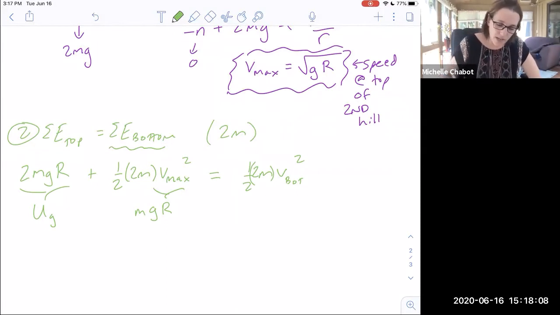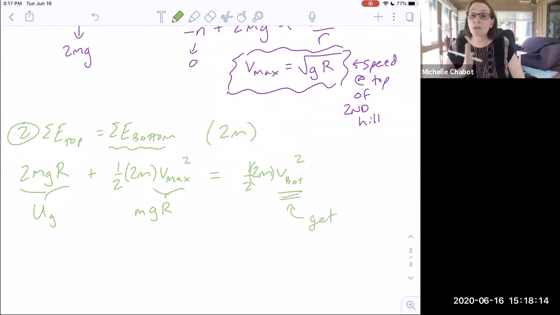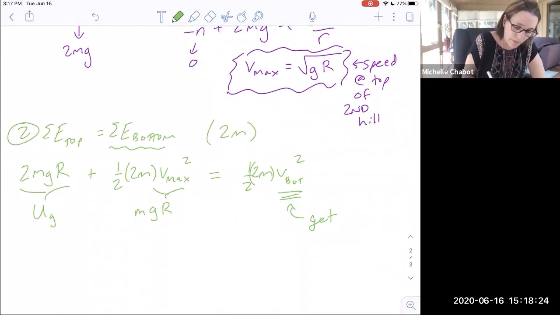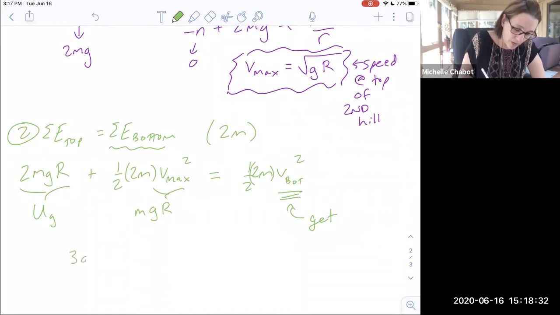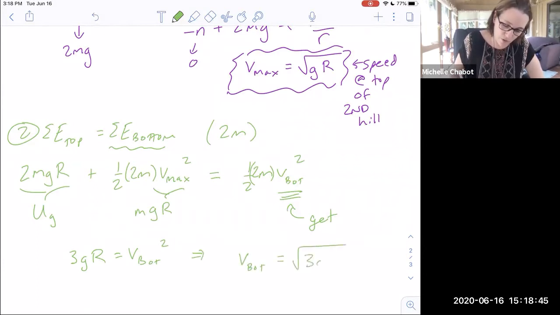Okay, so in this case, I want to solve for this speed, which is the speed of both right after the collision. So I can multiply things through and simplify. I have 2mgR here. You can see that an m will cancel in each place. So 2gR plus gR, I would have 3gR equal on this side to v bottom squared. So that gives me v bottom is the square root of 3gR.